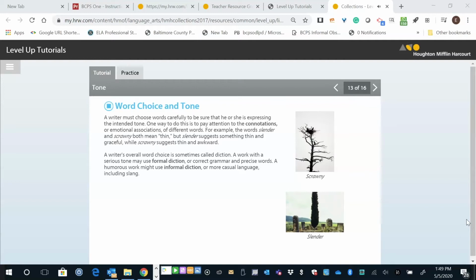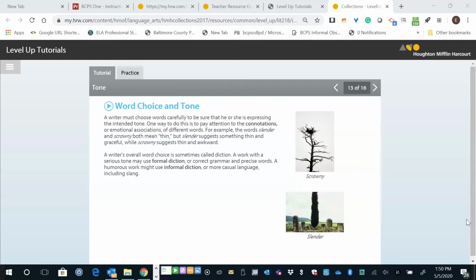A work with a serious tone may use formal diction, or correct grammar and precise words. A humorous work might use informal diction, or more casual language, including slang. Here's something that is worthy of a note. Remember, the word connotation deals with how a word makes you feel. I would prefer someone to call me slender over scrawny any day, because if you call me scrawny, I'll think that you were trying to hurt my feelings.